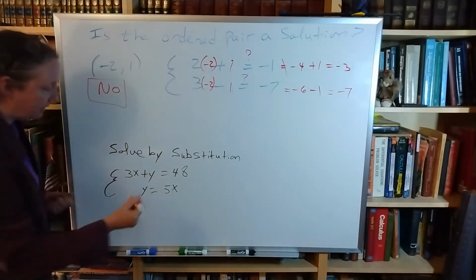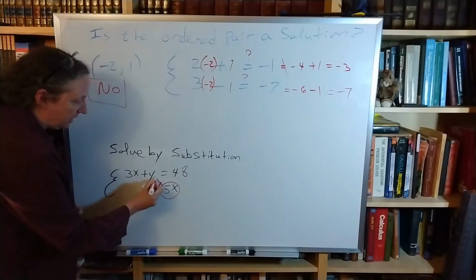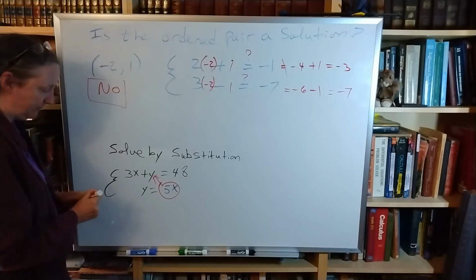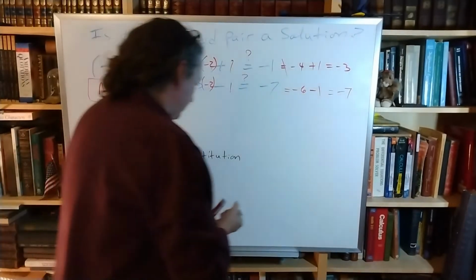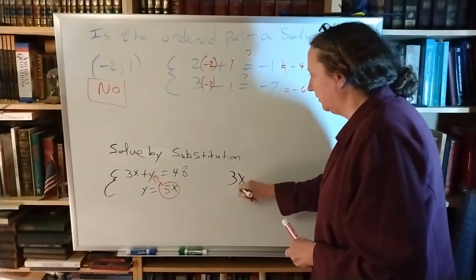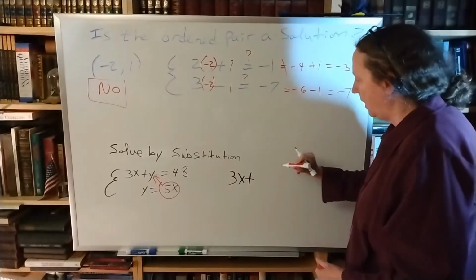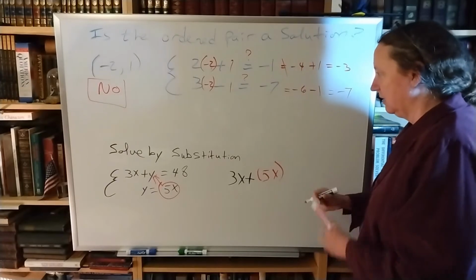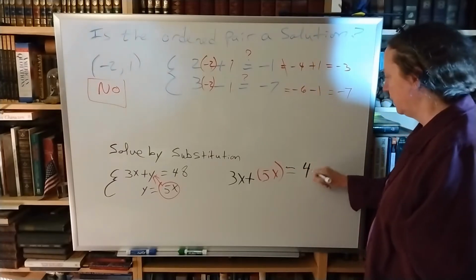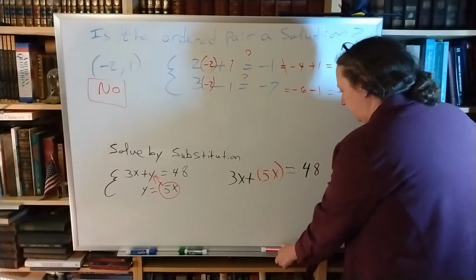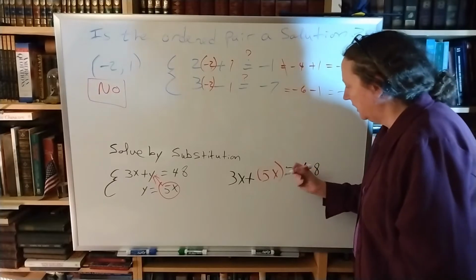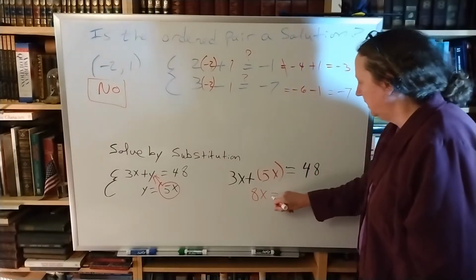So for that, I'm going to take this 5x here, and I am going to replace the y with 5x. So I have my 3x plus, my y is 5x, and then I have my equal sign and the 48. So I need to combine my 3x and 5x. That gives me 8x equals 48.